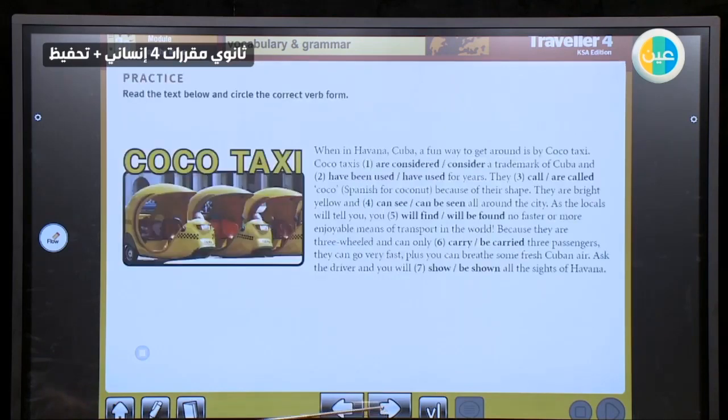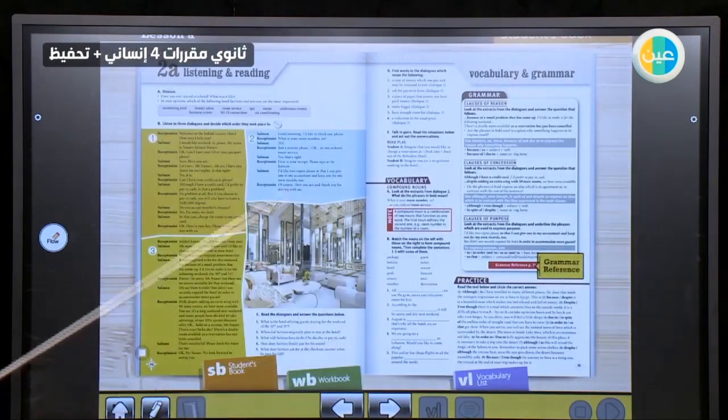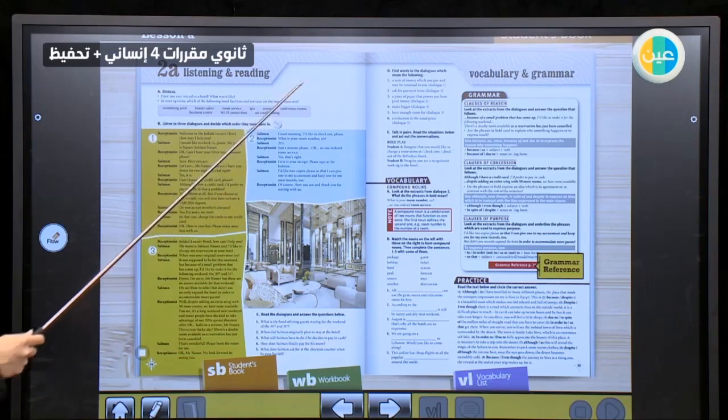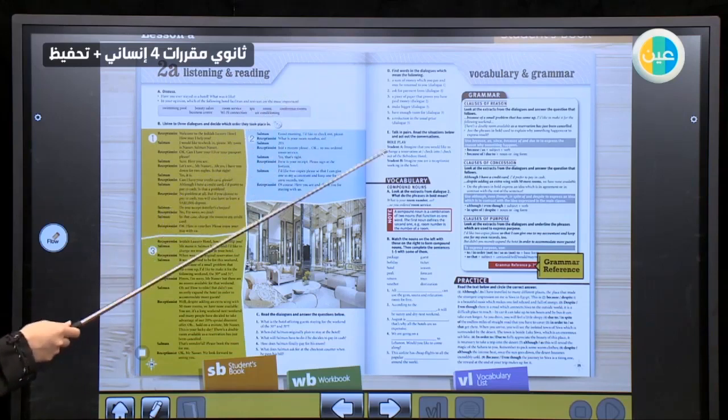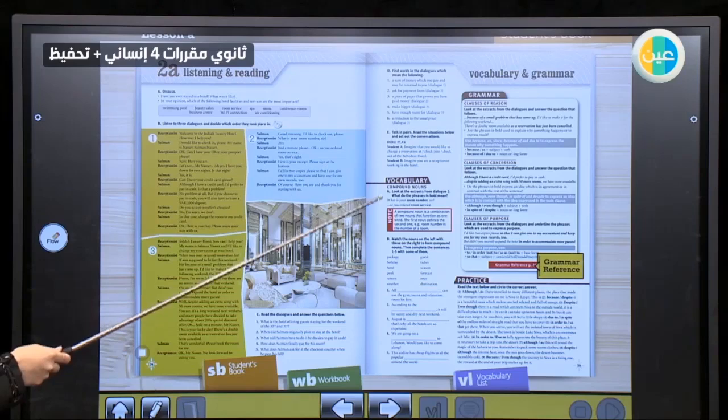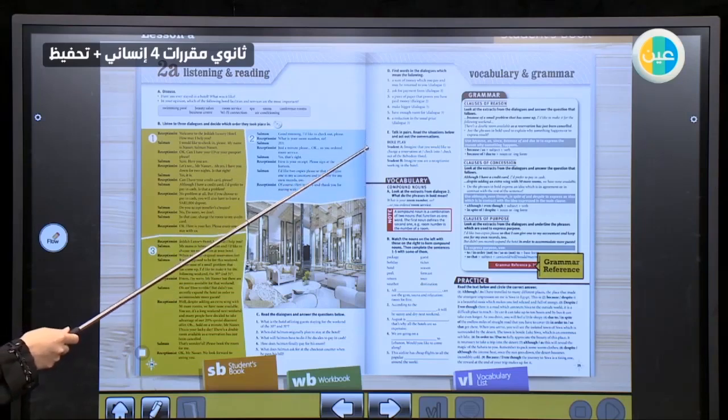Let's move to the next lesson. We have here listening and reading. We have a conversation about Salman making a reservation at a hotel. You can read it and guess the new vocabulary, match it with the new meanings for you.